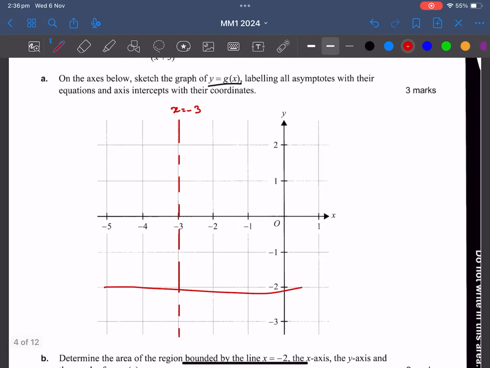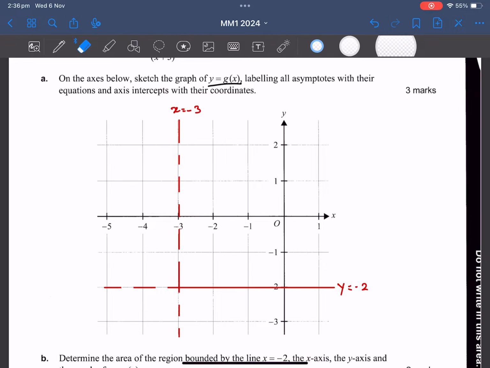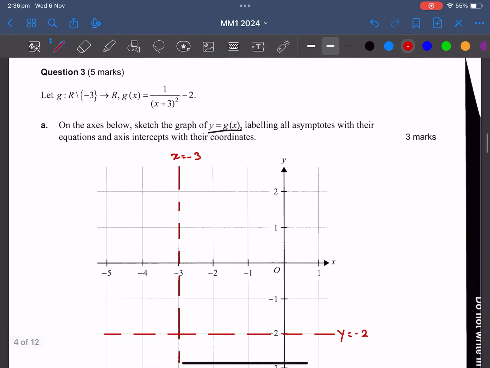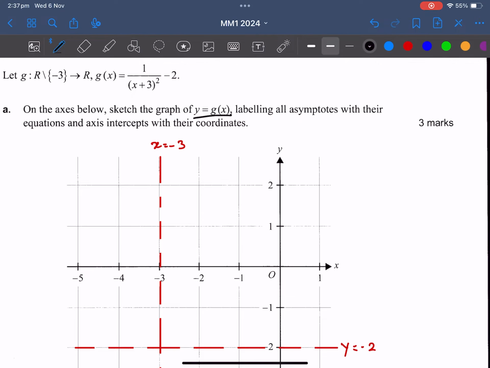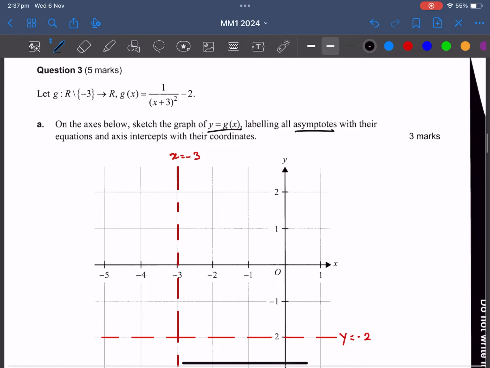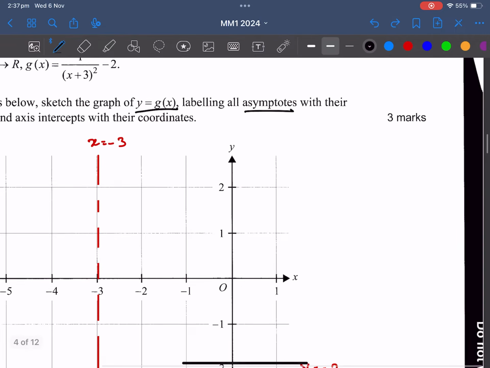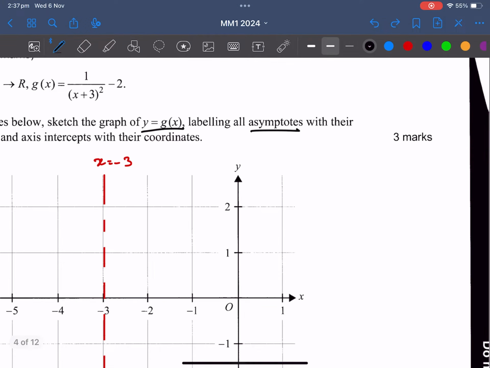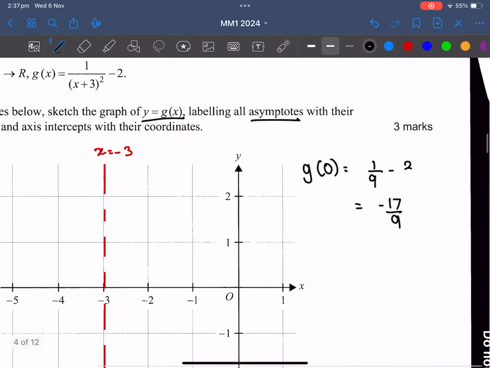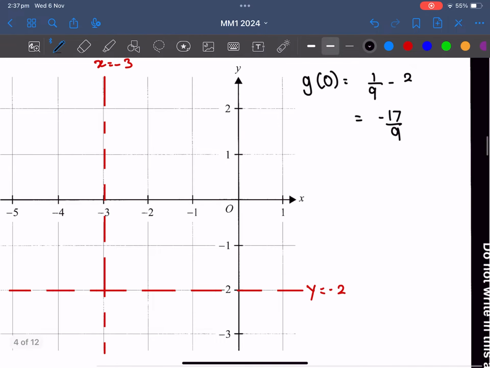So y equals minus 2. Make sure you label them as well, or else that's going to be marks gone there. Okay, so we have done the asymptotes. Now we have to do the intercepts, starting by finding the y-intercept. So x is 0, so 1 on 9 minus 2, which is negative 17 on 9. So that is just less than negative 2, so it's going to be somewhere here.